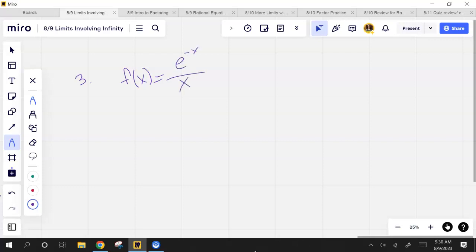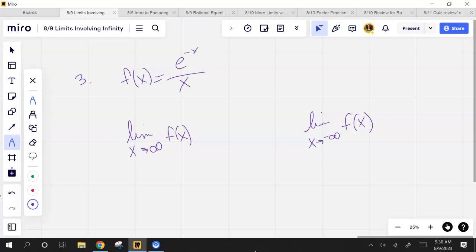So the directions for this one ask me to use graphs and tables to find the limit as x approaches infinity of f of x, the limit as x approaches negative infinity of f of x. So by doing that, what am I looking for? Which kind? Horizontal. I'm looking for horizontal asymptotes by doing that. And then part C says identify all horizontal asymptotes. All right. I'm going to do this one.